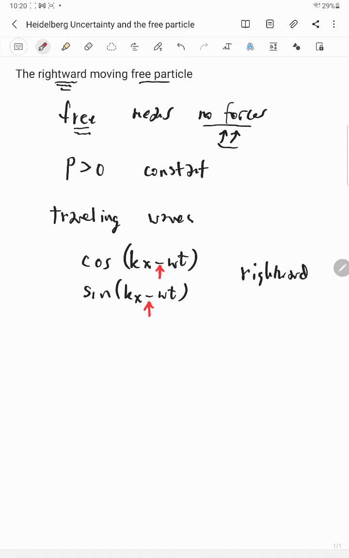If I wanted a particle going left, I would just make the two terms in the argument of the cosine and the sine have a relative plus sign. That is, they just have the same sign, right? But this is necessarily rightward. And so let's study a rightward moving free particle.